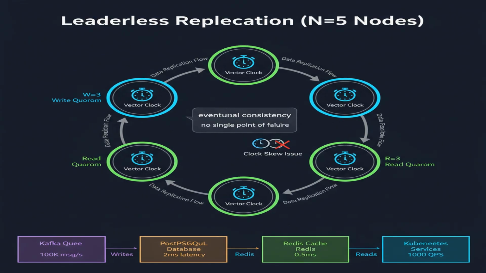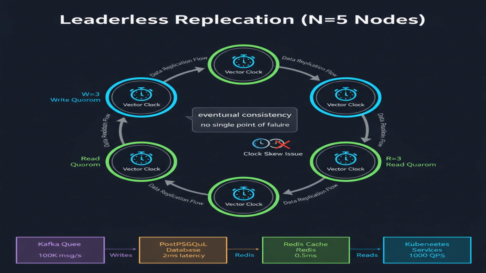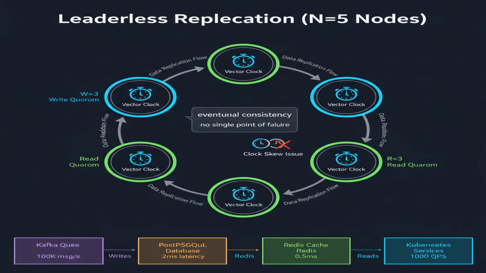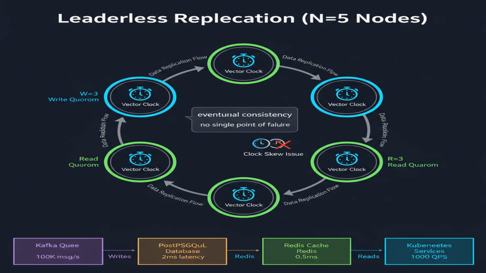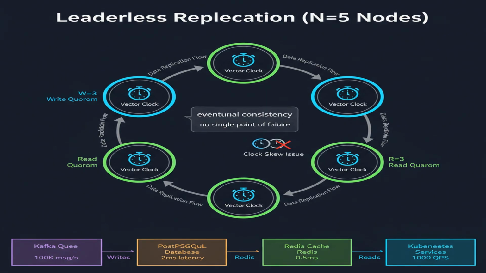This brings us to a crucial challenge, maintaining consistency with leaderless replication. We use quorums. N equals total nodes, W equals write quorum, R equals read quorum. For strong consistency, R plus W greater than N. For eventual consistency, R plus W less than N. For example, with N equals 5, W equals 3, R equals 3, we have strong consistency. With N equals 5, W equals 2, R equals 2, we have eventual consistency. Conflict resolution is critical.